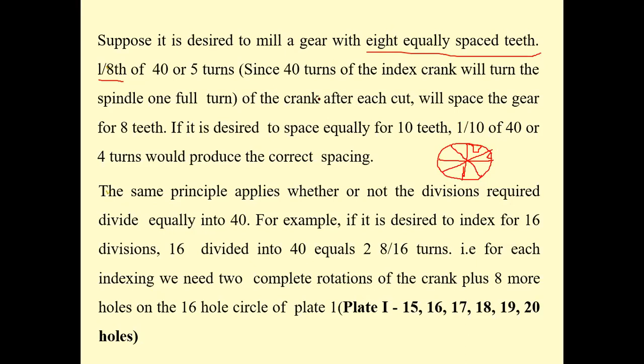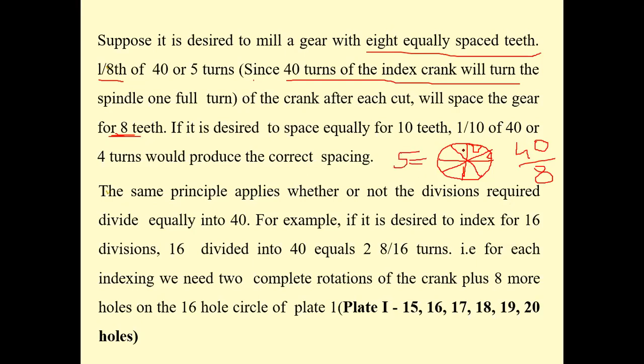So how do we do this indexing? Because the indexing crank needs 40 turns for one full rotation, the 40-teeth wheel is already mounted in the index head. Now we want to make these 8 divisions. So we need to follow the formula given previously: 40 divided by Z, where the number of divisions is 8 here. So 40 divided by 8, how much will it come? It is coming as 5.